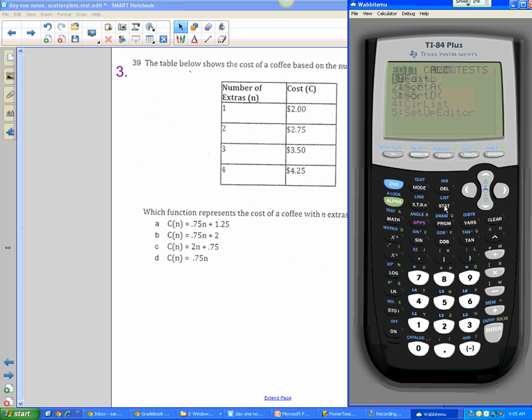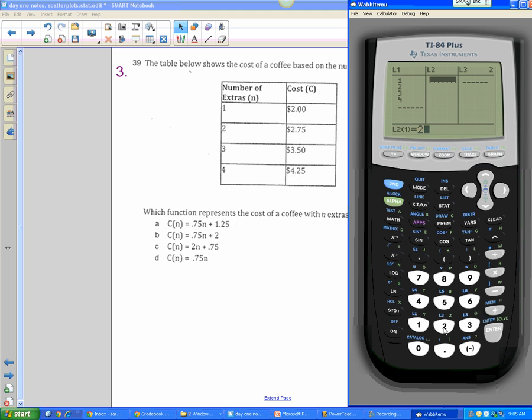Press stat. And then you're going to edit the information. So you press enter. If you notice, these are already 1, 2, 3, 4. So we can just leave those. So I'm going to come over here, and you can just type straight over them, or you could clear it out. If you wanted to clear the whole column out, you would go up and get that highlighted and press clear, enter.